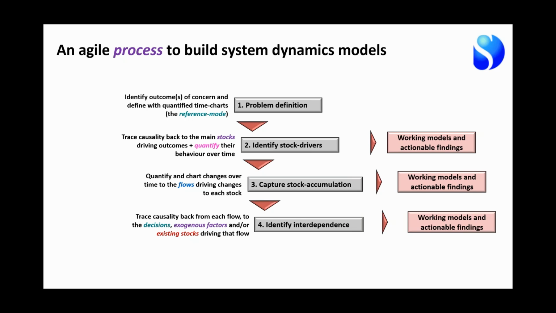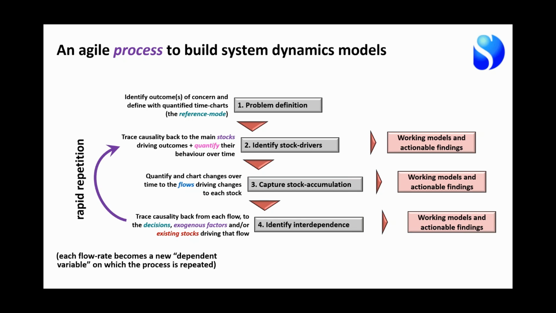Now, if that working model does not give you an adequate explanation of everything you want to know, what you have to do is go recycle around through steps 2, 3, and 4. Effectively, what happens there is that each flow rate in the model becomes a new dependent variable for which you are seeking the cause. And sometimes you have to go around that loop 2 or 3 times, but you rarely have to go around it many more than that.